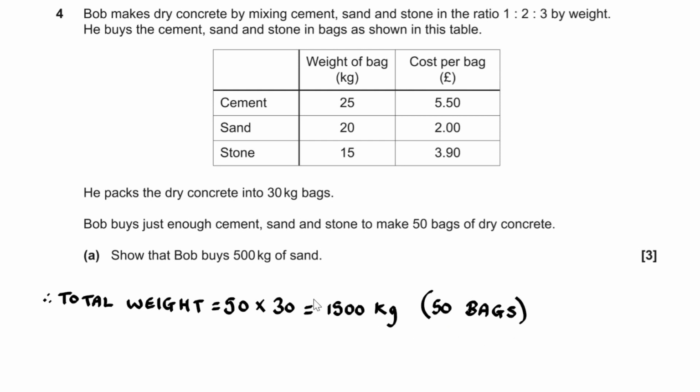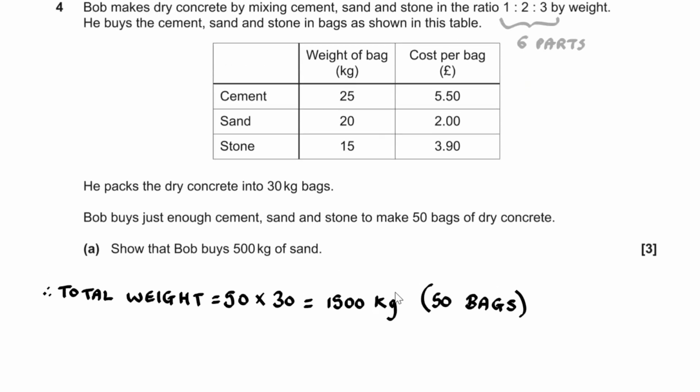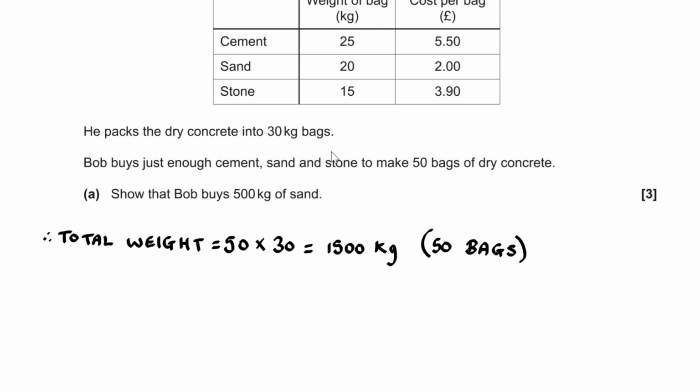Now, we need to show that he buys 500 kilograms of sand. Well, if we use our ratio, what you can see from our ratio is 1 plus 2 plus 3, that's 6. So we have 6 parts over here. And therefore, what we can now do is find out how much we'd have for each part. So, for each part we'd have 1500 divided by 6.